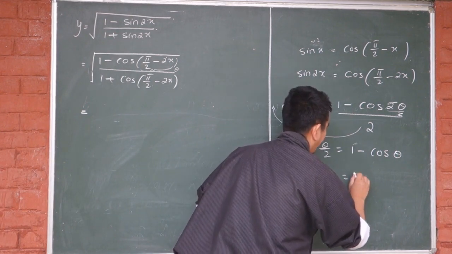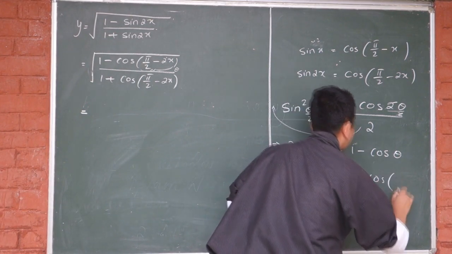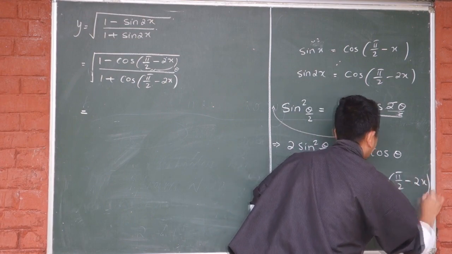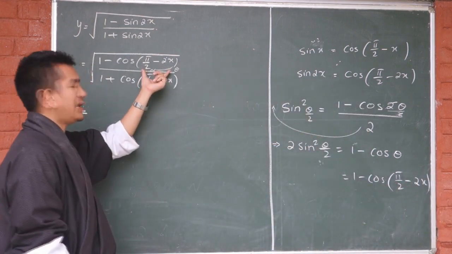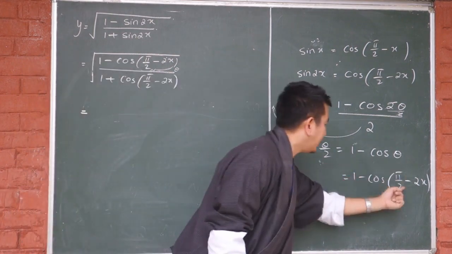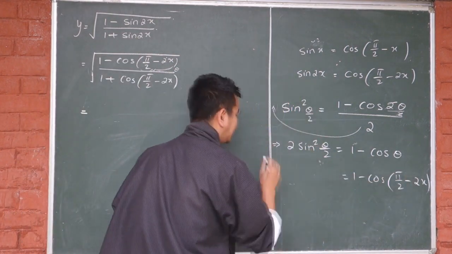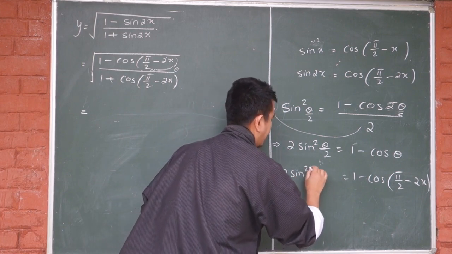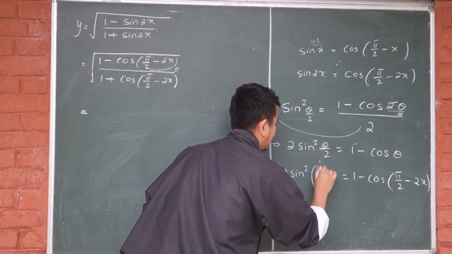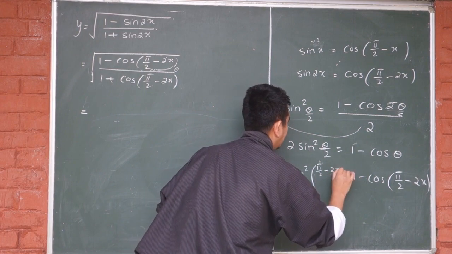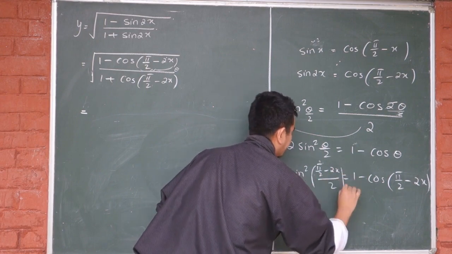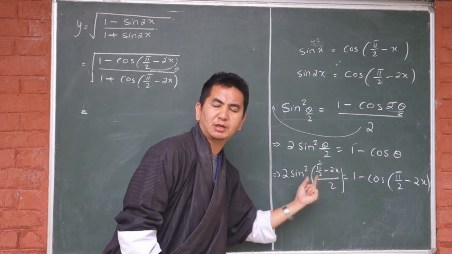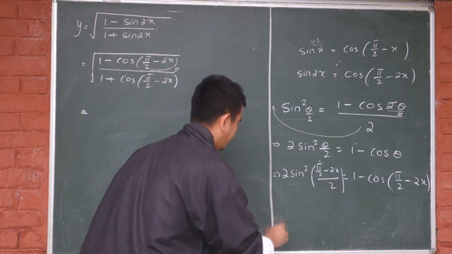Substitute here. We have 1 minus cos, theta value is pi by 2 minus 2x. I have assumed this one as a theta. So substitute here, it is pi by 2 minus 2x. Similarly, substitute this side. We have 2 sin square, in place of theta substitute now (pi by 2 minus 2x) divided by 2. Right, this is a theta. Please get this manipulation here. This is a very important manipulation.